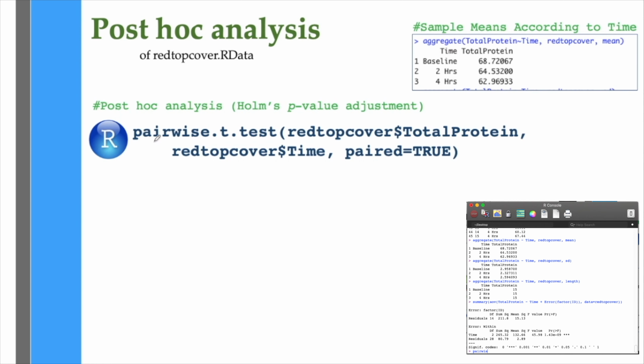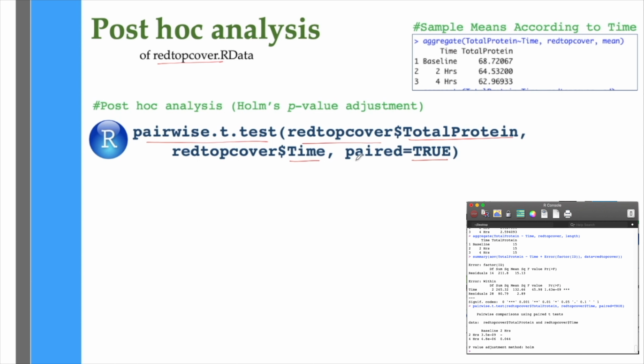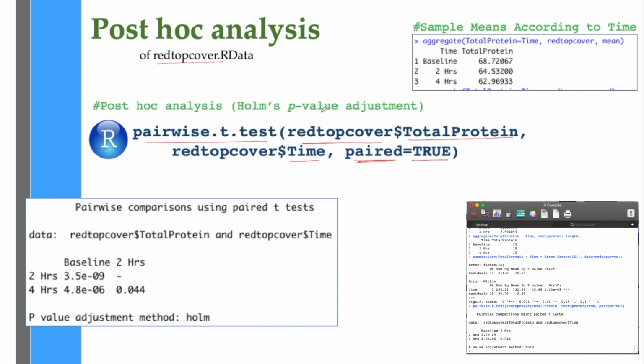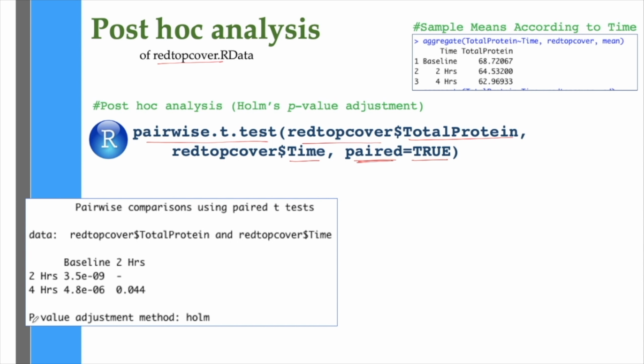So this is just a pairwise t-test. So 2 at a time will be compared. And then red top cover, which is the file name, dollar sign, and then the two essential columns, total protein and time. Then paired equals TRUE. So this declares that you are working with repeated measures. And then taking a look at the result, so these are just the p-values. So baseline and 2 hours, this is the p-value. Baseline and 4 hours is compared, this is the p-value. 2 hours and 4 hours, this is the p-value.